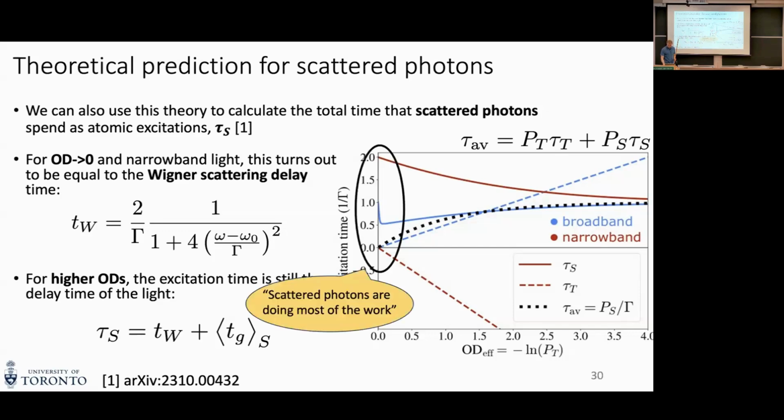And then I'll just mention, I think this is kind of cute. These original intuitions, that either the scattered photons are doing all the work, or the transmitted photons are doing all the work, kind of apply here in 2 different regimes. So if you look at the low optical depth regime, here this transmitted time is going to 0, but from the negative side, while this scattered time is going to a finite number, right? And so the ratio there is blowing up.